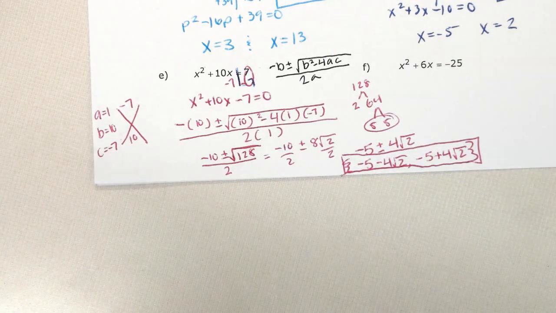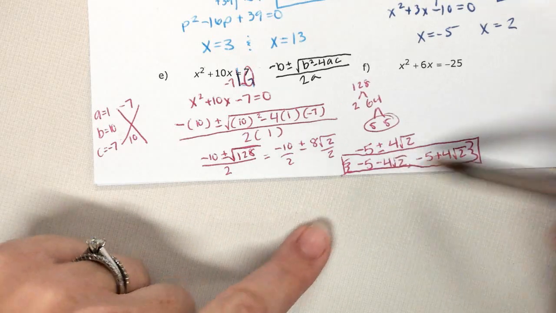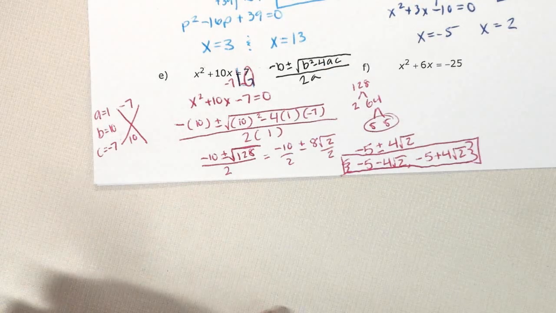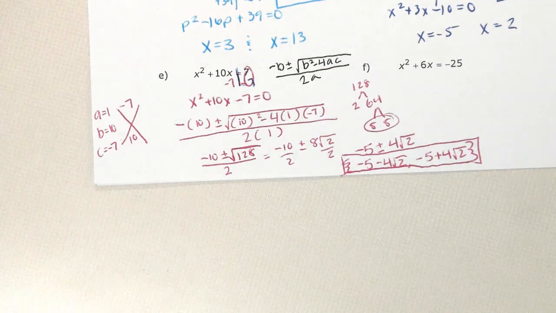Now, your test is multiple choice. I've told you that a couple times already. So if you see your answer choices and they look something like this, you know you're going to have to use your formula. Okay, so let's try F.